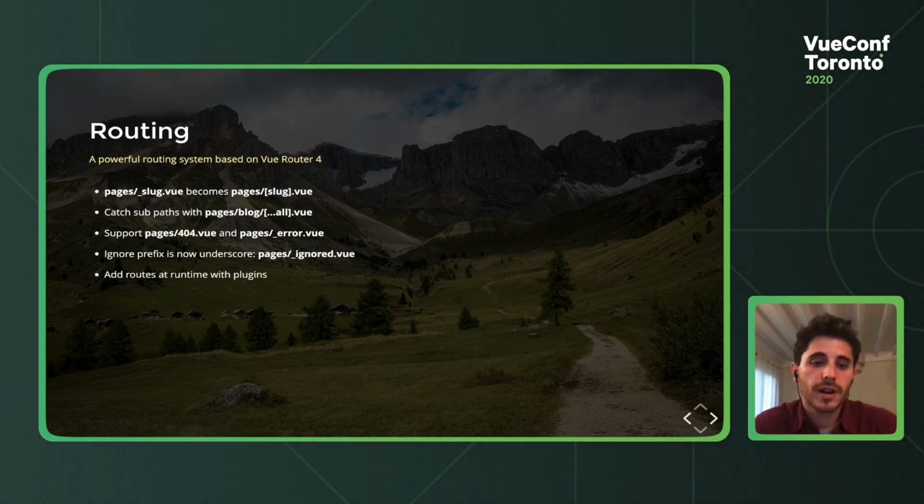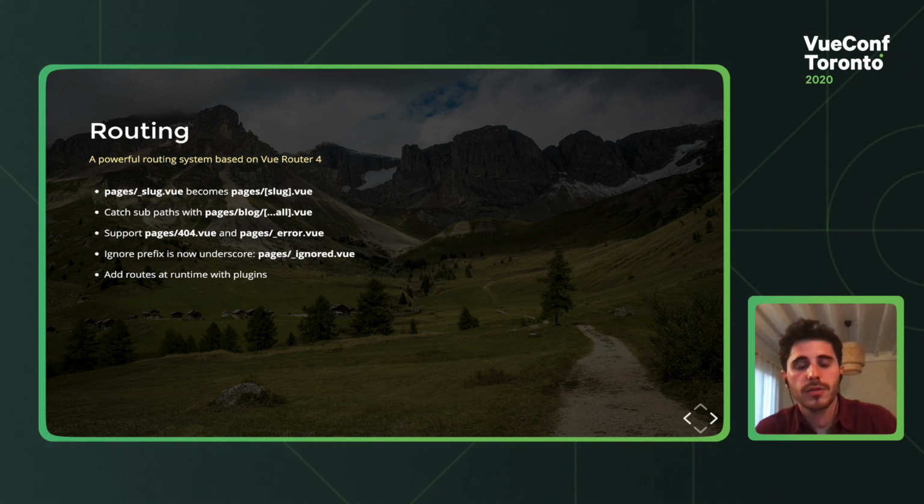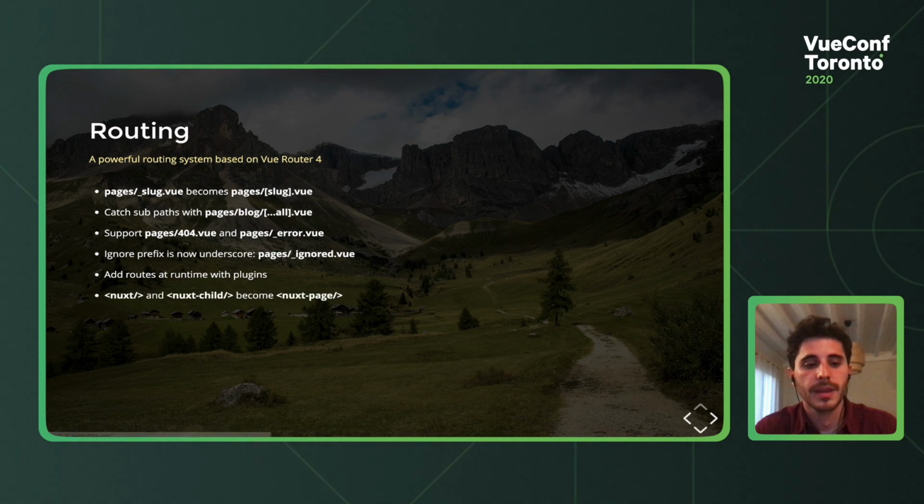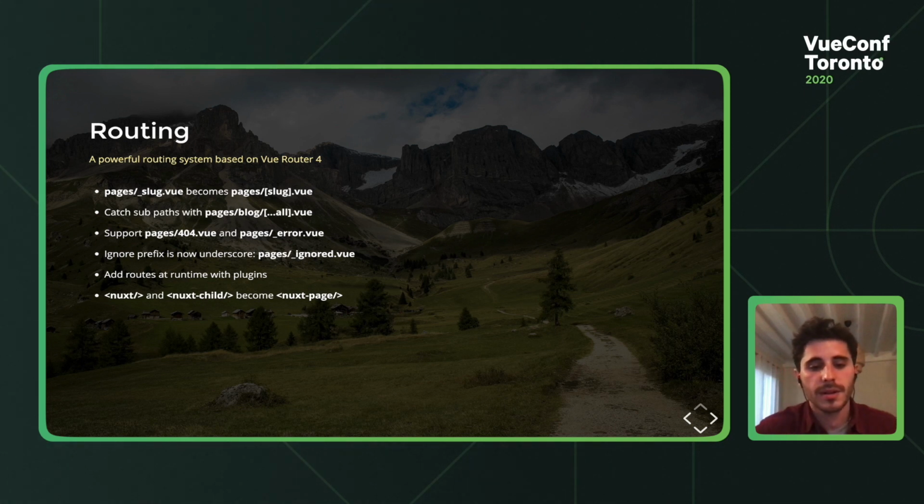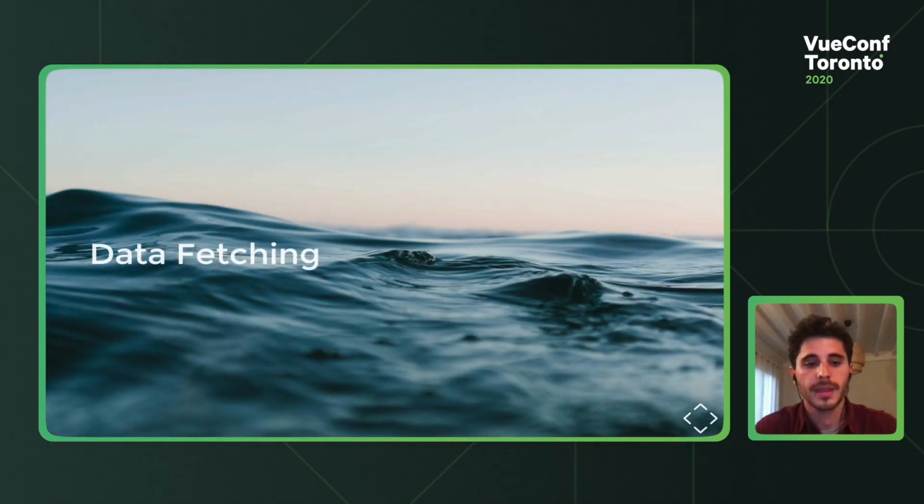You will be able to add routes at runtime thanks to plugins. So modules will also be able to add routes to your application, which is really, really good since now Vue Router 4 has this sorting inside. So we don't have to do the sorting anymore. And nuxt-child becomes NuxtPage, one component to route them all. And it's actually as powerful as the two others and simpler to use.